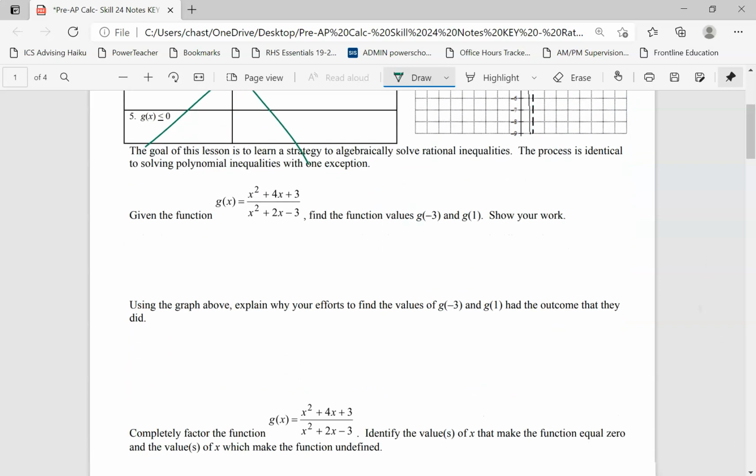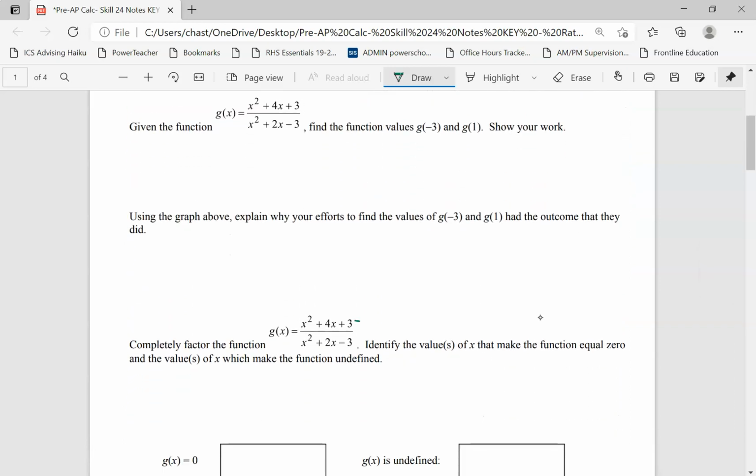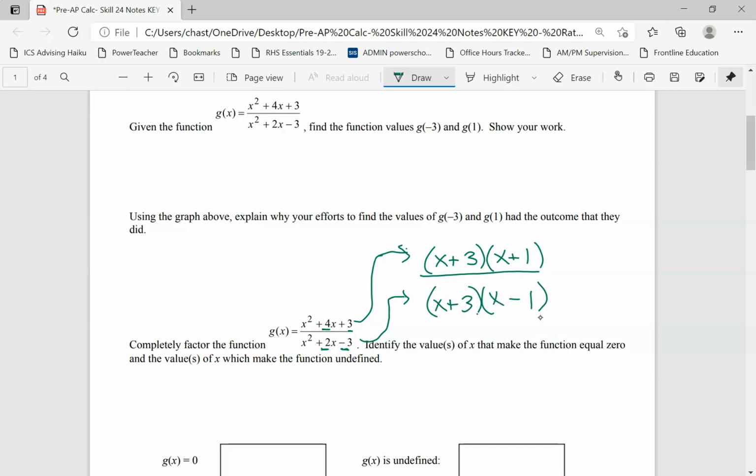Let me explain that. I'm going to factor the numerator and the denominator of this function, and we're going to talk about what we notice. So x squared plus 4x plus 3 will factor as x plus 3, x plus 1, because we're looking for two numbers that multiply to 3 and add to 4, so that's 3 and 1. For the denominator, we're looking for two numbers that multiply to -3 but add to +2. That'll be x plus 3 and x minus 1.